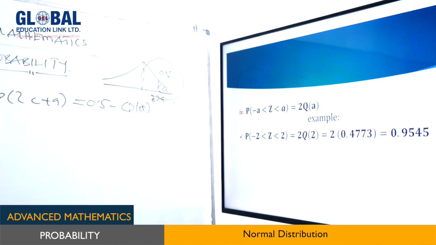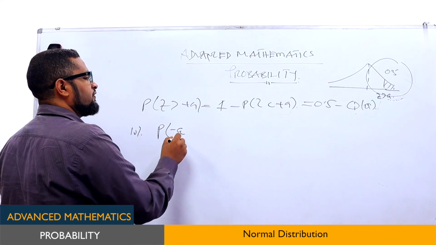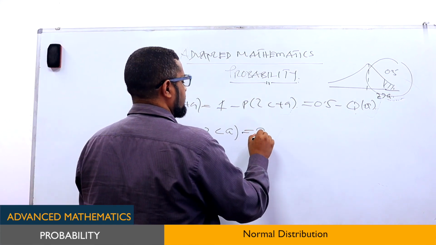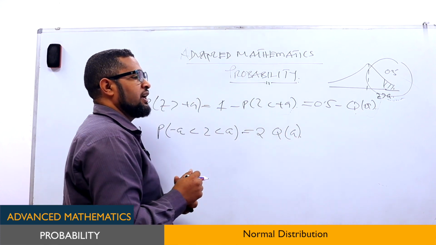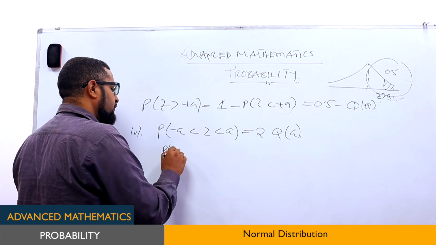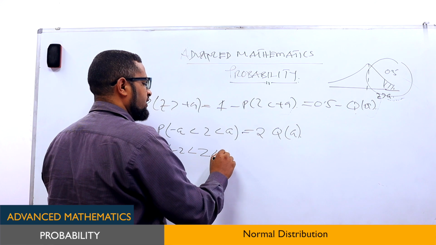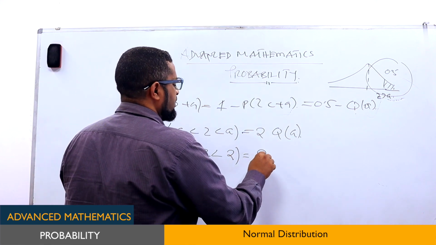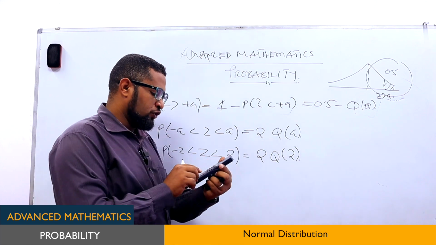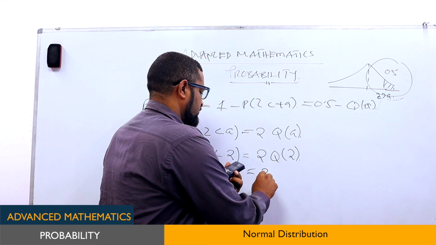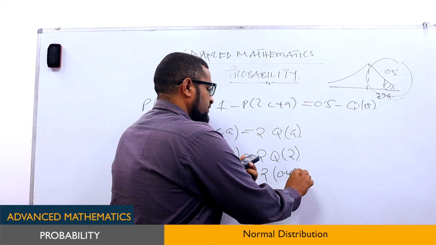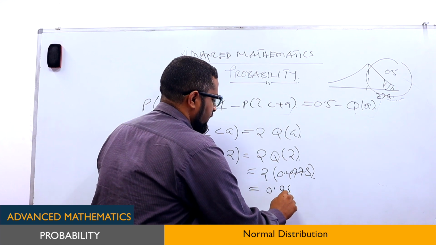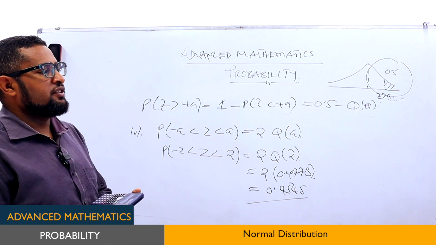Now, number 4. You may be given probability of negative a less than z less than positive a. This is just simply 2 q of positive a. For example, probability of negative 2 less than z less than 2. Just see here, the difference is sign. This is negative and this is positive. So it is the same as taking 2 q of 2. If you use your calculator again, you'll find that it is 2 times the bracket of 0.4773. Opening the bracket by multiplying, you will get 0.9545. That is number 4.